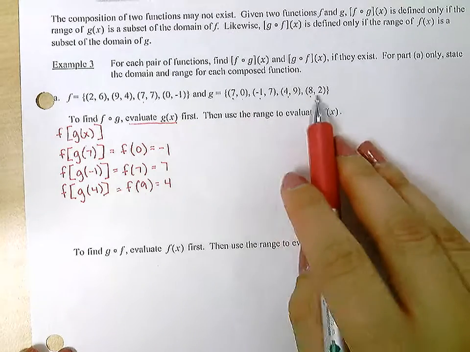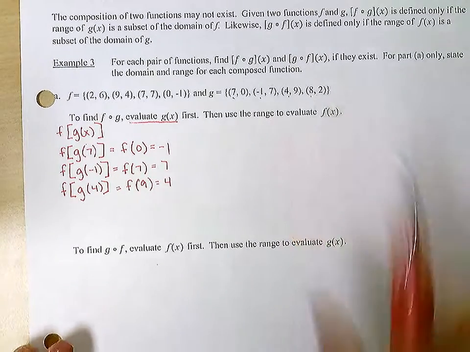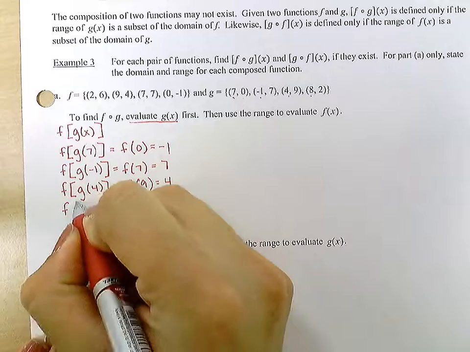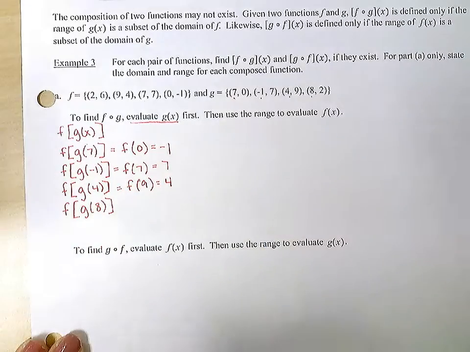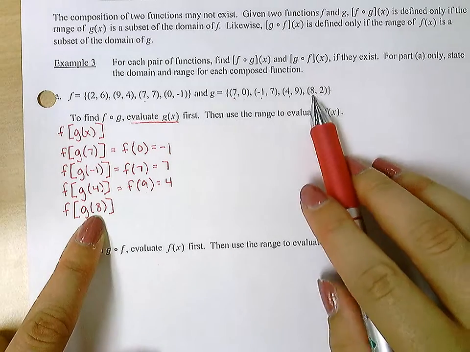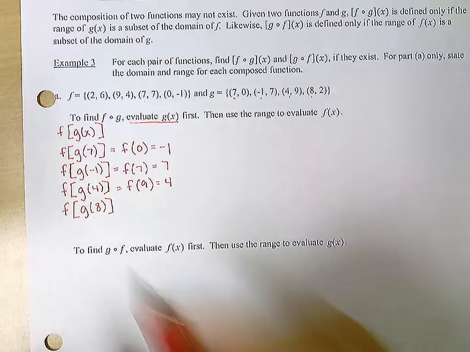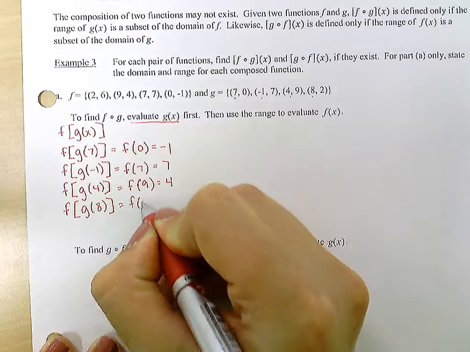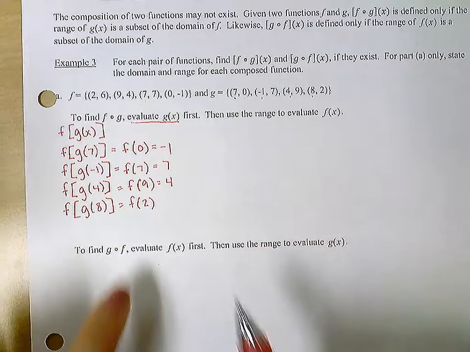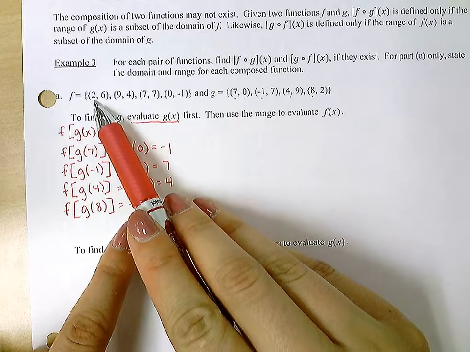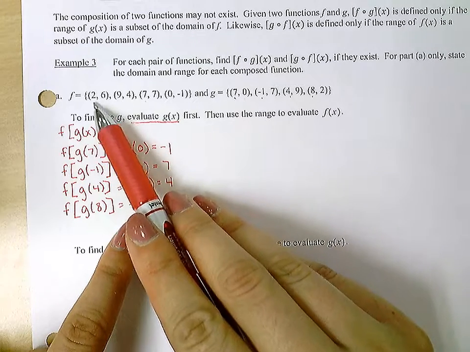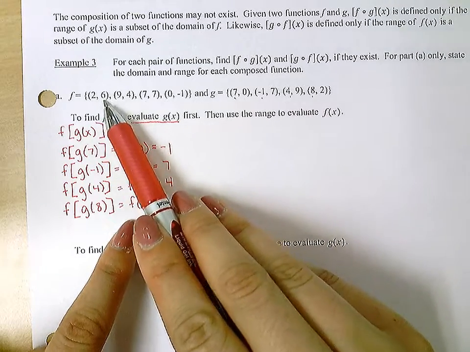I have one more x value in my g function, that's 8. So I'll do f of g of 8. g of 8 is equal to 2. So I end up with f of 2. Look at my x's in f. I do have a 2. So f of 2 will result in 6.